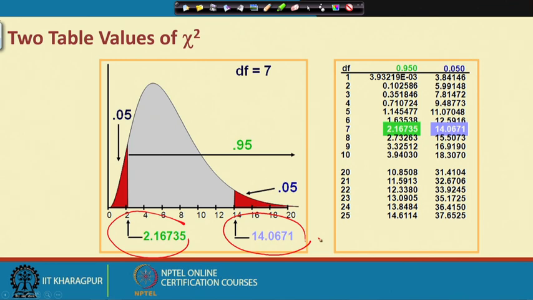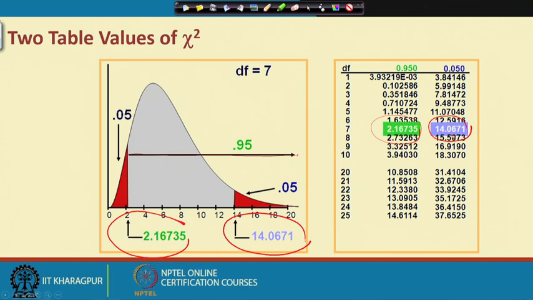So, you will find the particular... If you are fixing 5% here, then the 95% of area will be covering like this. So, as a result, for the 95% area coverage and corresponding to the degree of freedom, the critical value will be coming 2.167, that is the 5% range. Then the upper value will be 14.07.